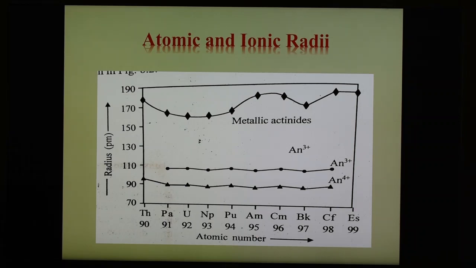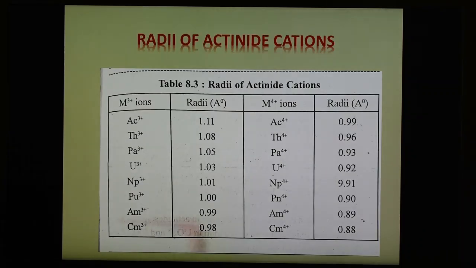There is no variation, and similarity is shown in case of 3+ and 4+. It is seen clearly from the table shown here, radii of actinide cations, and from this table it is clear that tripositive and tetrapositive actinide ions show actinide contraction analogous to the lanthanide contraction. As we go from one element to the other in the actinide series, the atomic number and nuclear charge increase by 1 unit.